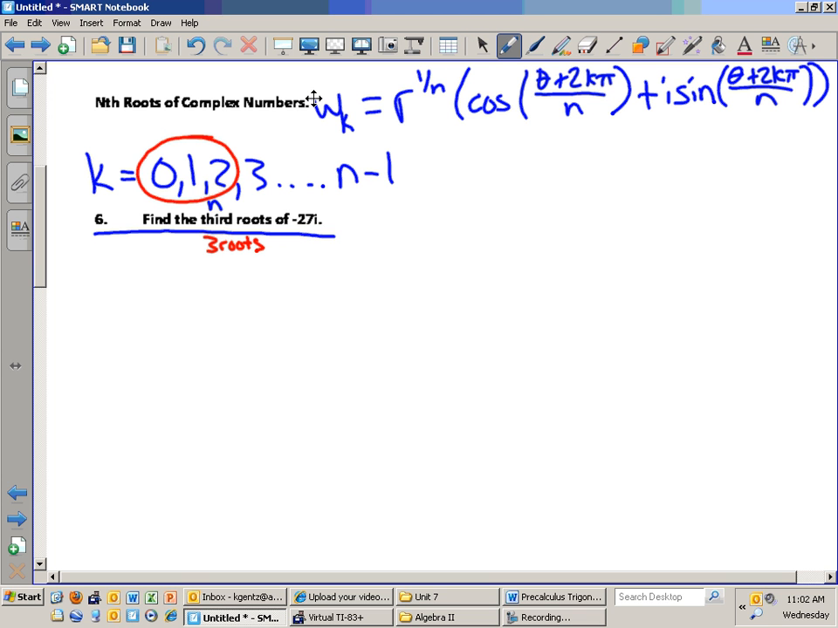See if this makes sense. I have to start with w sub 0. We'll do w sub 0, w sub 1, and w sub 2. That will give us our 3 third roots of negative 27i. Question, Whitney? Because there are 3. It's a third root, and we're going to find 3. So if there were 4 fourth roots, we would go 0, 1, 2, 3. Okay?